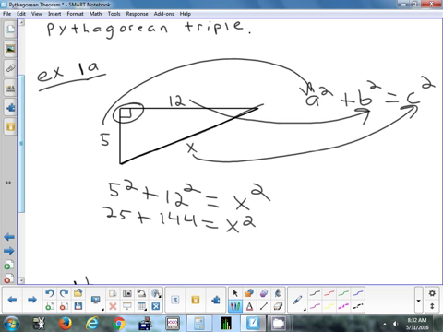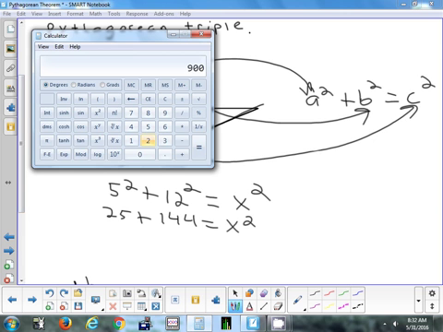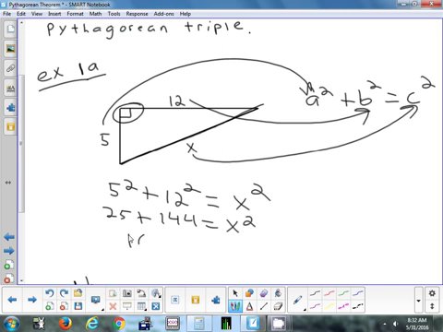Now, you can't do anything with the x. Just leave it. Okay? Just leave it as x squared. I'll show you in a second how we're going to get rid of this 2. Okay, let's use our calculator and add up 25 plus 144. Gives me 169.